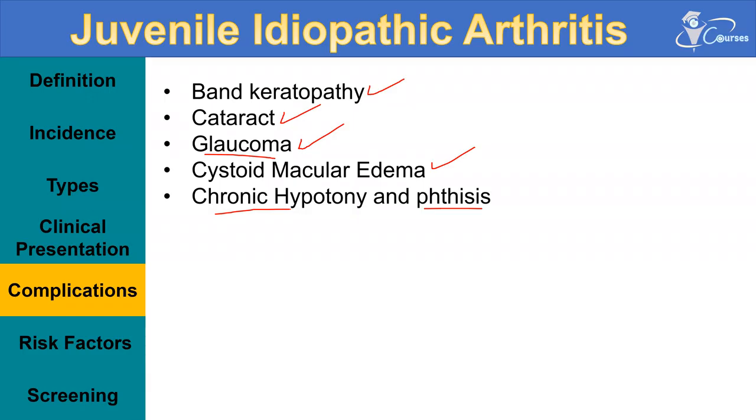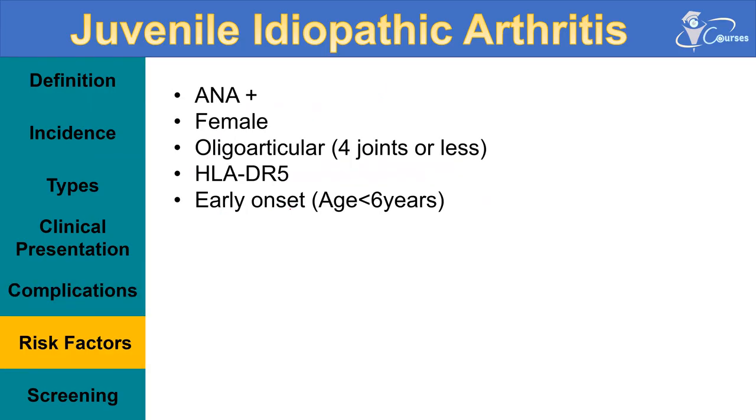So in order to have a high index of suspicion about those patients, what are the risk factors that make those patients more liable to develop uveitis? These risk factors can be summarized into these five issues or five manifestations. First of all, if this child has anti-nuclear antibody positive, so if you did an anti-nuclear antibody assay and you found it positive, this makes them at particular risk.